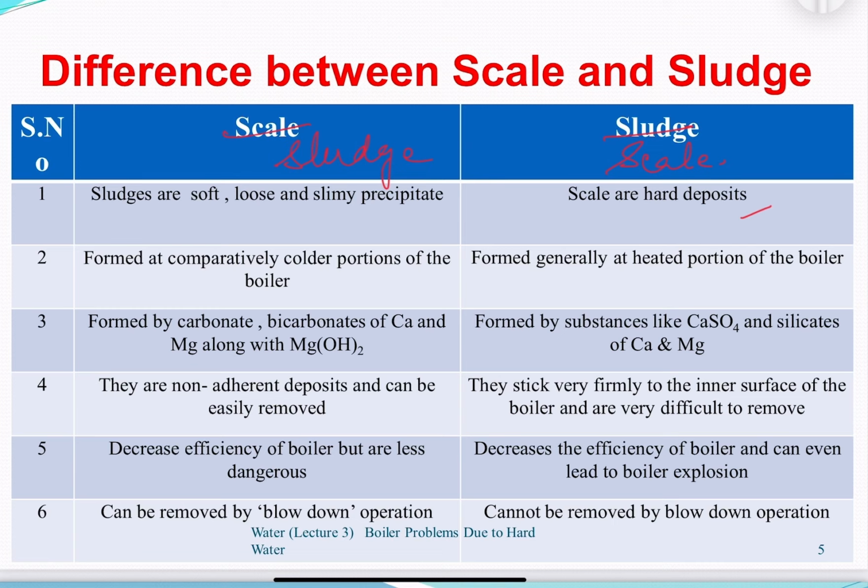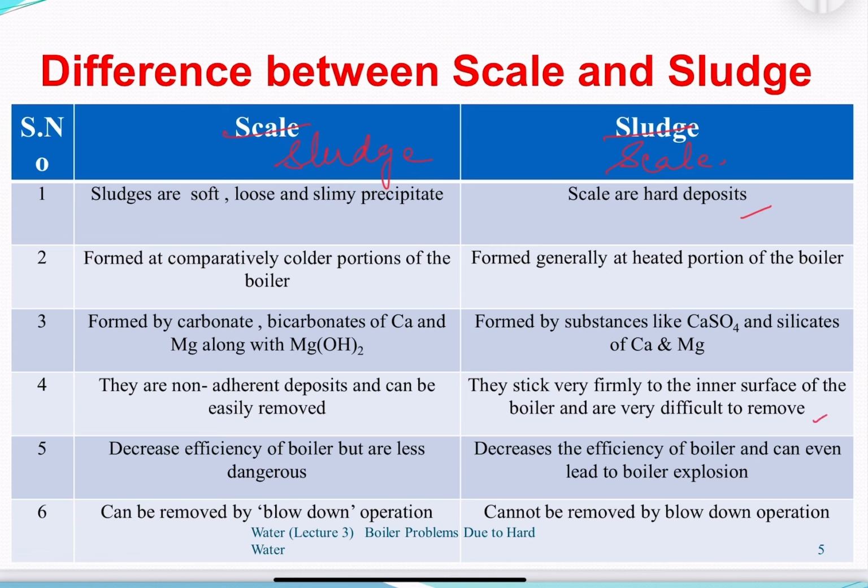Sludges are formed in colder parts of the boiler and scales are formed in hot portions of the boiler. Sludges are formed due to bicarbonates and carbonates of calcium, magnesium along with magnesium hydroxide, whereas scales are formed by calcium sulfates, calcium and magnesium silicates and so on. Sludges are non-adherent deposits. As you know, sludges remain floating in the water, whereas scales stick on the surface and it is very difficult to remove the scales.